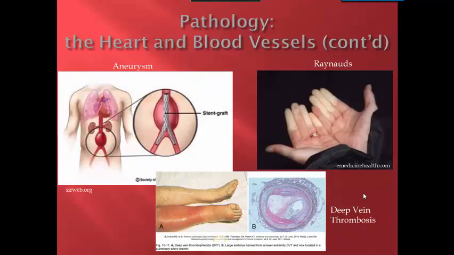Aneurysm is one of the things I wanted you to be familiar with, and you can see in your book and here on the slide, it's a bulging, widening of the vessel. This is an abdominal aortic aneurysm, but it can happen in any of your vessels. And our goal is to monitor it and do surgery on it before it's at risk of rupturing.